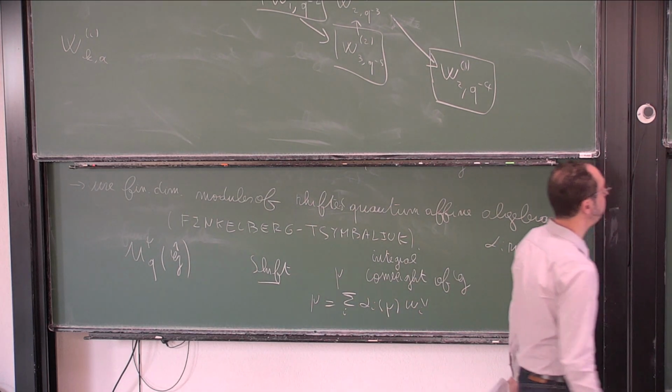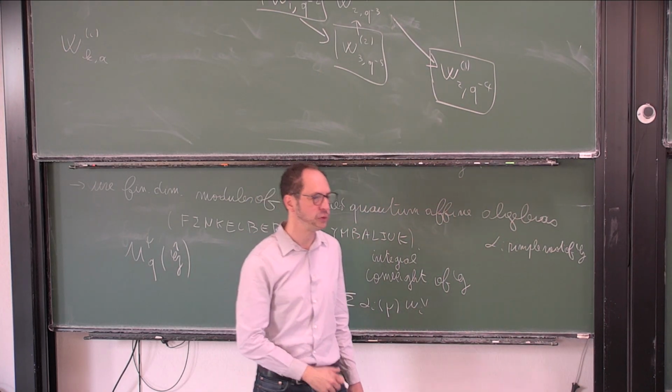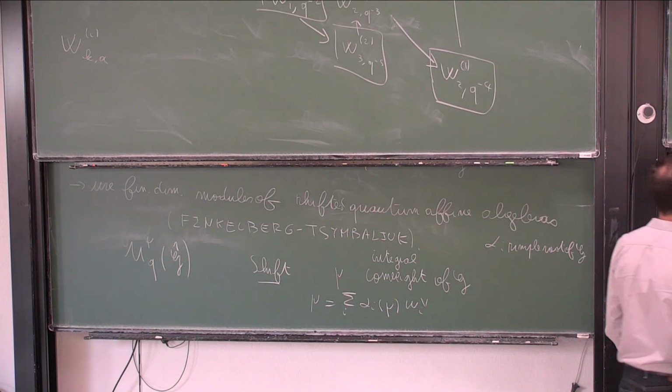So the first point, in fact, is that they have, in some cases, finite dimensional modules that we do not see with the ordinary quantum affine algebra. So I would like to start with this.